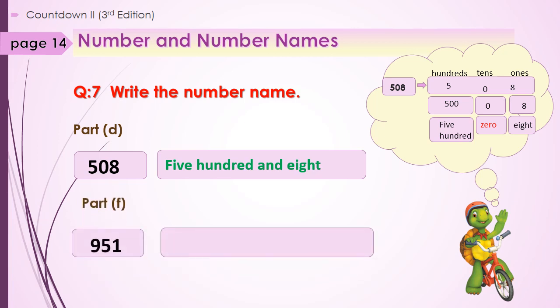Now the next part, part F. Here also we have a 3-digit number. Can you guess the number name? It's 951.